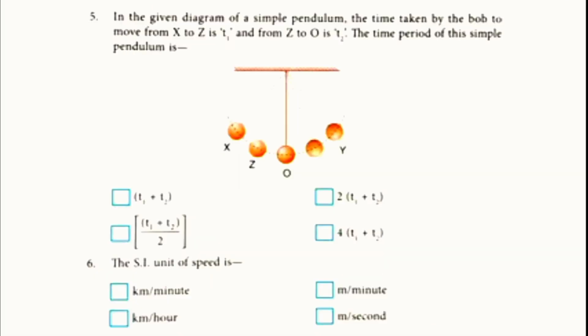Fifth, in the given diagram of a simple pendulum, the time taken by the bob to move from X to Z is T1 and from Z to O is T2. The time period of this simple pendulum is option 4. Sixth, the SI unit of speed is meter per second. Part D. Answer the following questions in brief.